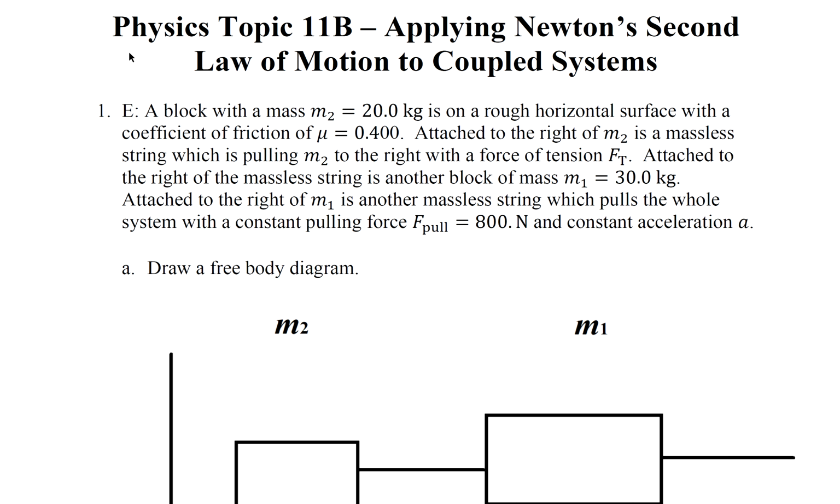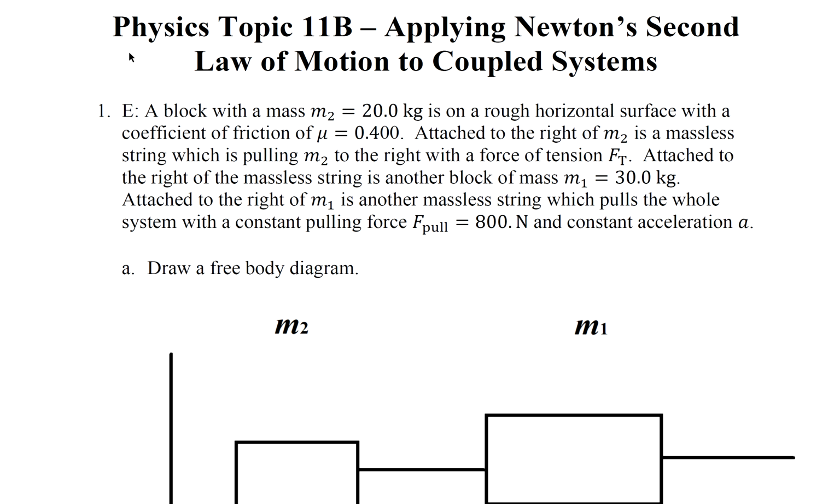coefficient of friction 0.4. Attached to the right of M2 is a massless string which is pulling M2 to the right with the force of tension Ft. Attached to the right of the massless string is another block of mass M1 equals 30 kilograms. Attached to the right of M1 is another massless string which pulls the whole system with a constant pulling force of 800 newtons and constant acceleration A.